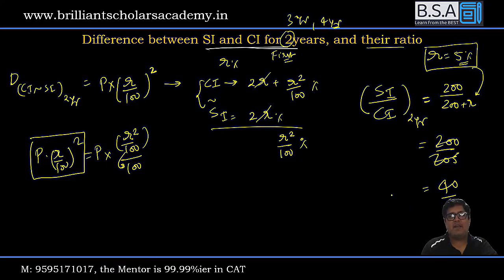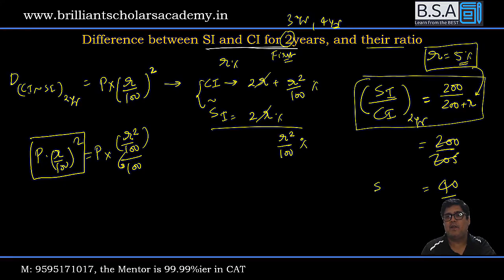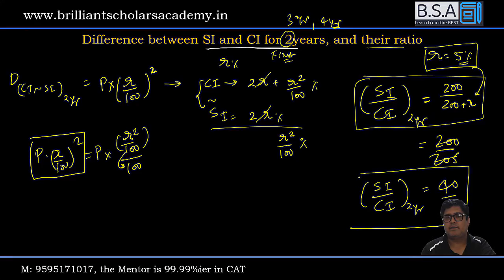So in the exam, it will probably be the other way around. They will give you the simple interest and compound interest value for 2 years. Then they'll ask you for the rate of interest. So this is the ratio of SI and CI for 2 complete years. Copy this down.